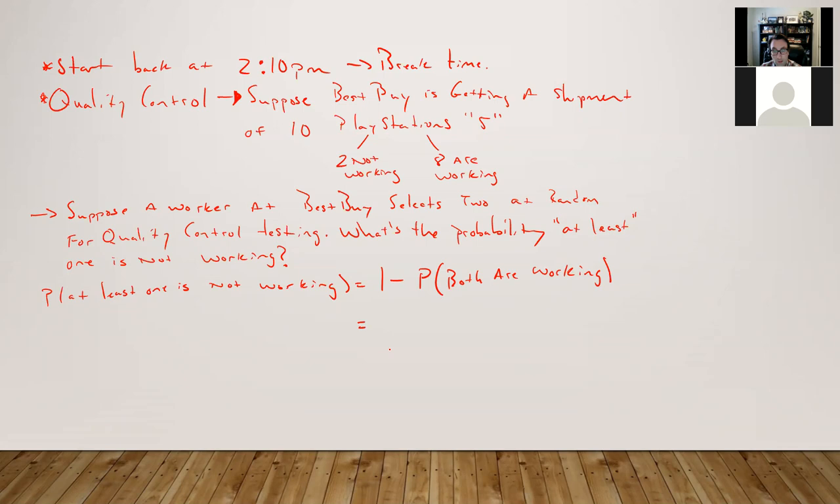So now you have to figure out a way to write that they're both working. This is one minus the probability that the first is working and the second is working. Now you have to ask yourself, are these independent or dependent events? Remember, he's going to select two. If the first one is working, is that going to change the probability he selects another working one? Yeah, because there's a limited number of them, so they're definitely dependent events.